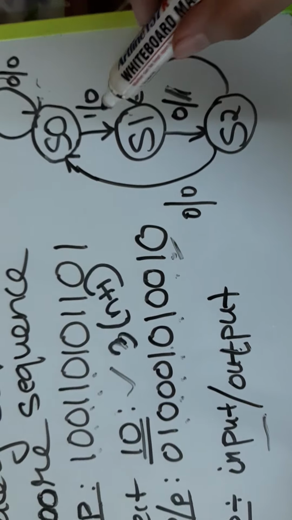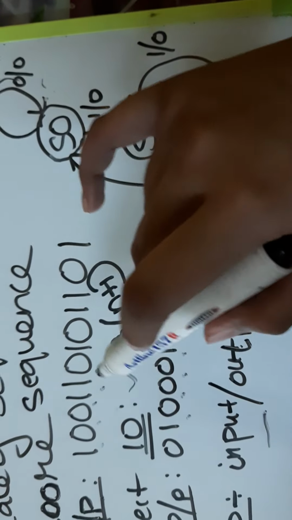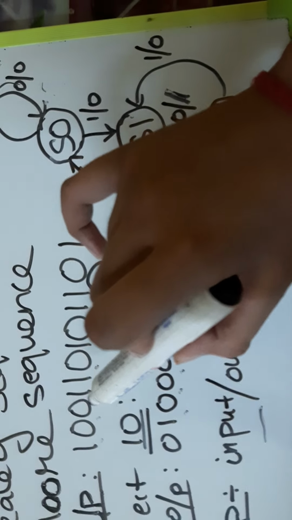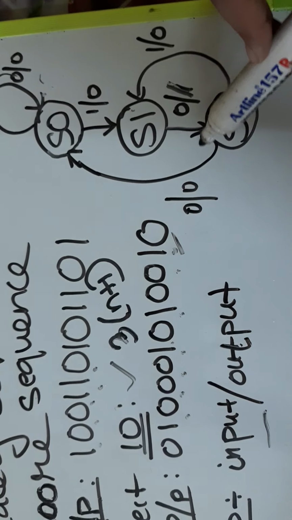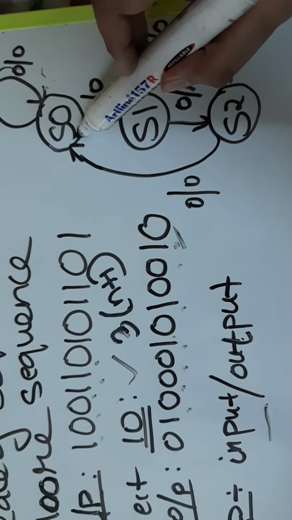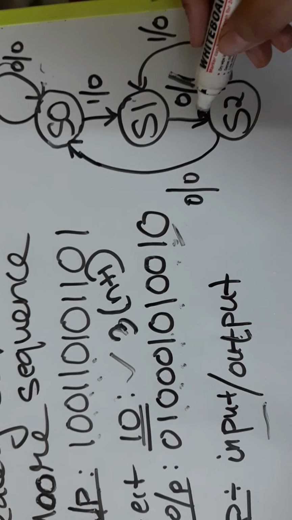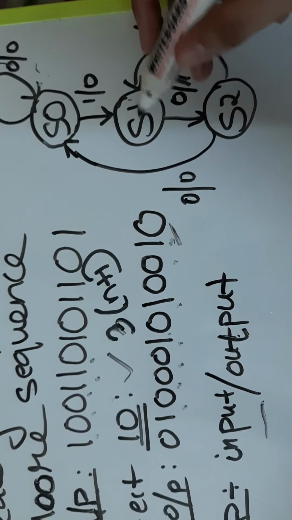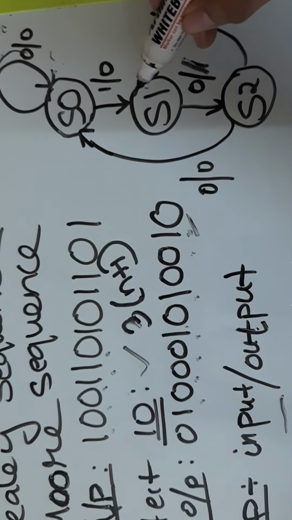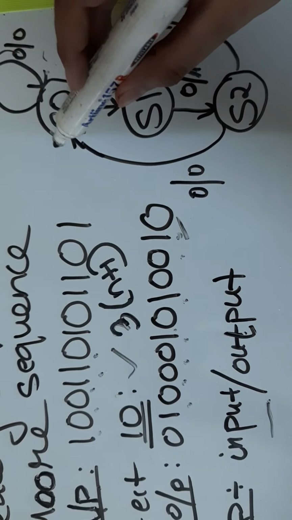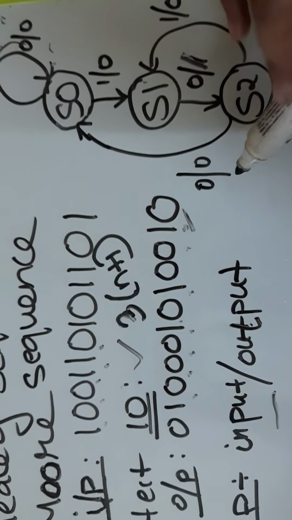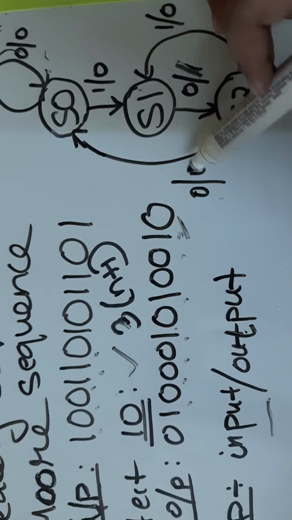Now we have to consider other possibilities also. After detecting 1, 0, what if my input is 0? If my input is 0, it will go back to the first state. Why won't it stay here? Because here my state was 1, but I need 0. So it will go back to the initial state, S0, and I'll represent it as 0/0.